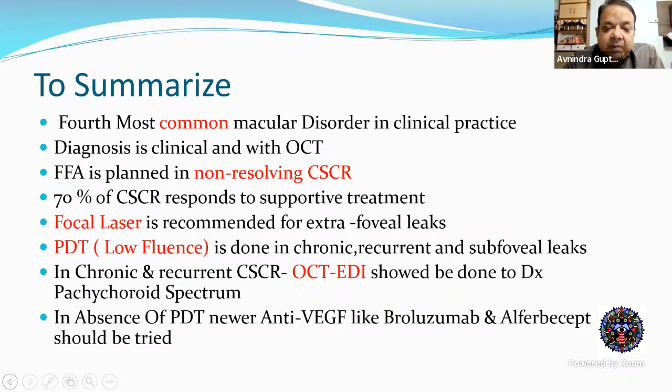PDT low fluence is done in chronic, recurrent, and subfoveal leaks. In chronic and recurrent CSCR, OCT EDI should be done to diagnose the pachychoroid spectrum. In the absence of PDT, newer anti-VEGFs like brolucizumab and aflibercept should be tried. Thank you very much for your kind attention.